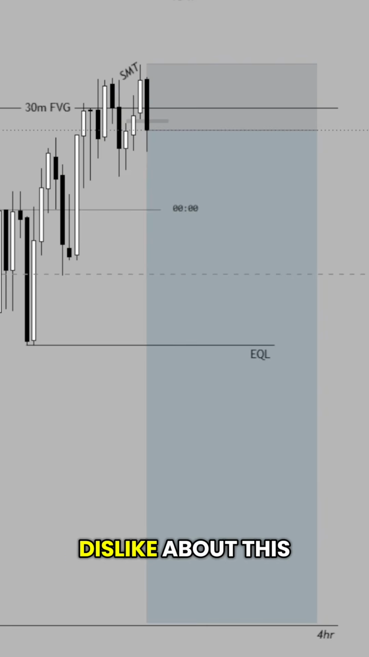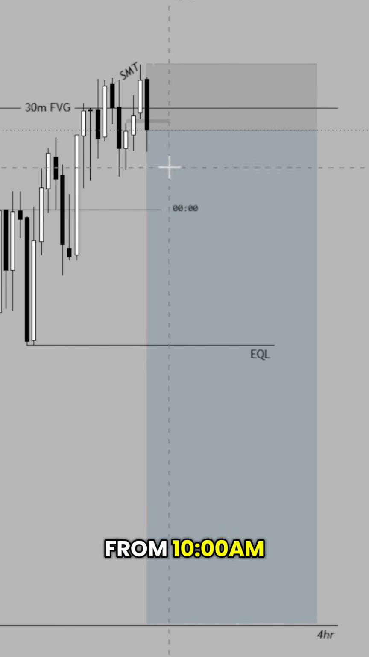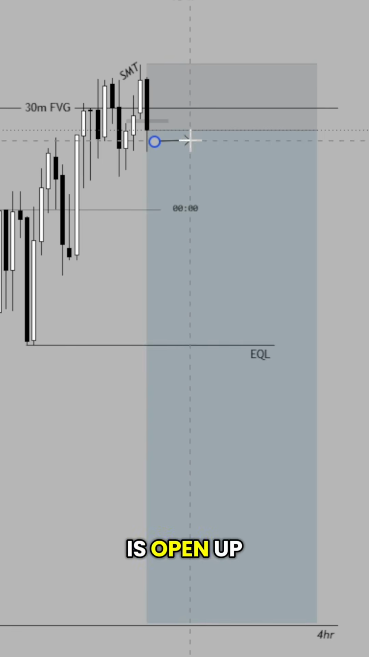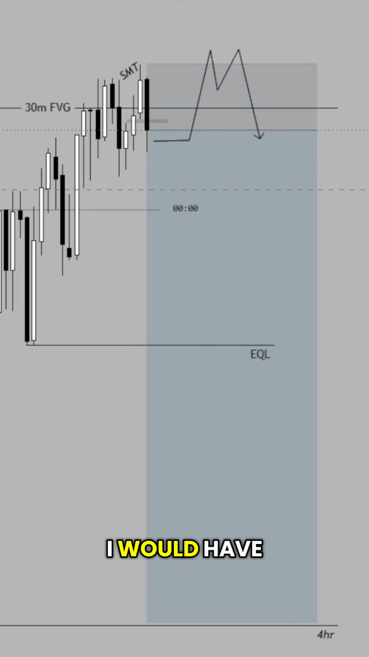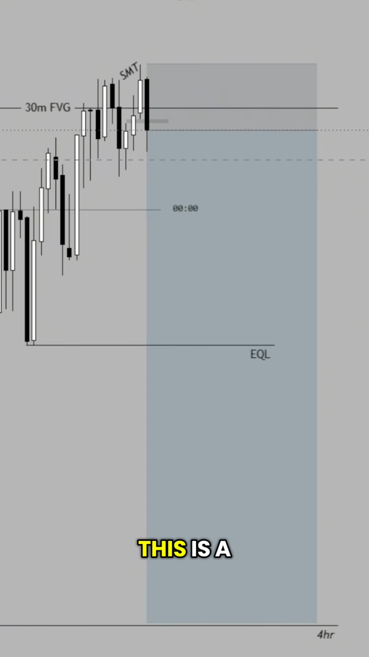What I really dislike about this trade and why I faded it is that this entry is at 9:56, meaning we are 4 minutes away from 10 a.m. And what I was fearing that 10 a.m. could do is open up higher, manipulate my stop loss, and give us the true move down. I would have preferred price to do this, and for that reason this is a fade for me.